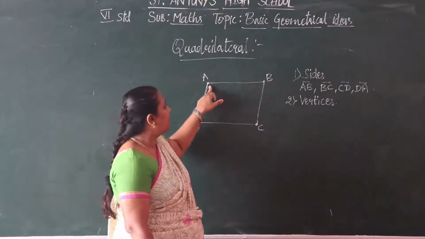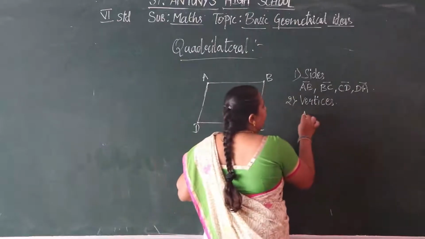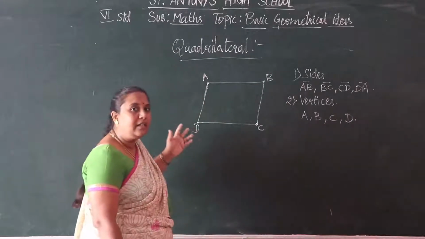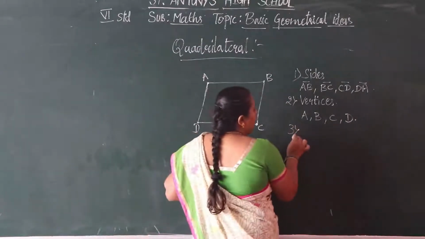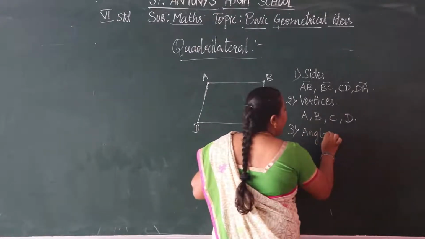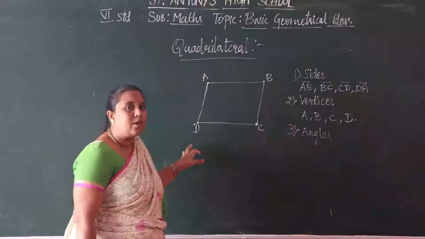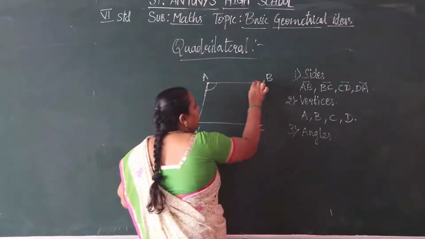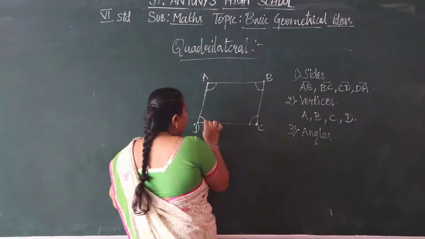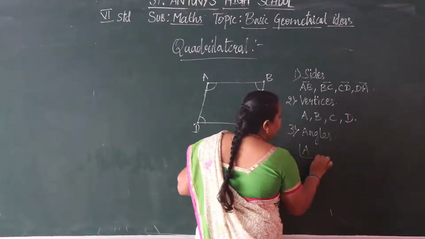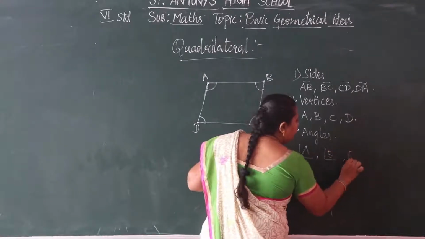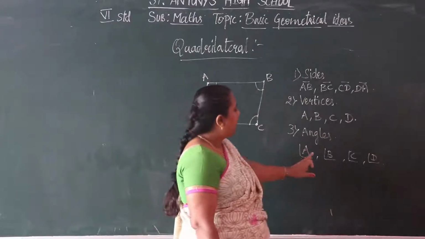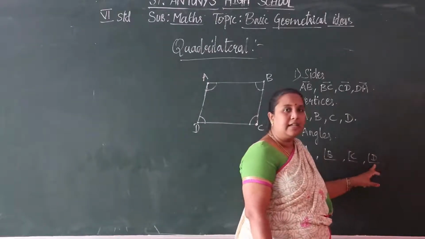See how many vertices are there? A, B, C and D. How many angles are there? The angle part is angles of a quadrilateral. See how many angles? Angle A, angle B, angle C and angle D.